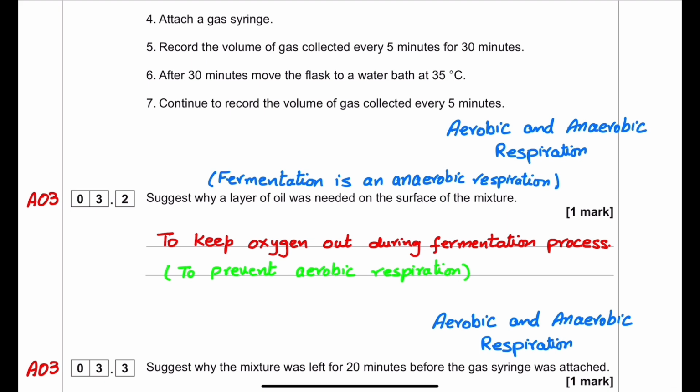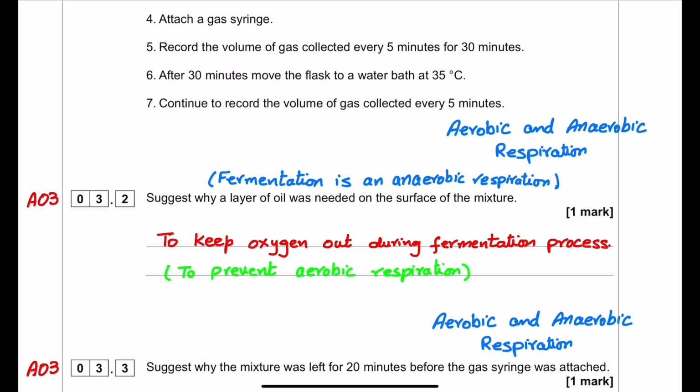The mixture of the sugar solution with the yeast both were left for 20 minutes at the temperature of 2 degrees Celsius. The reason is the mixture and the yeast cells both will get to equilibrium temperature of 2 degrees Celsius, so that the student can check the effect of temperature on the fermentation process.